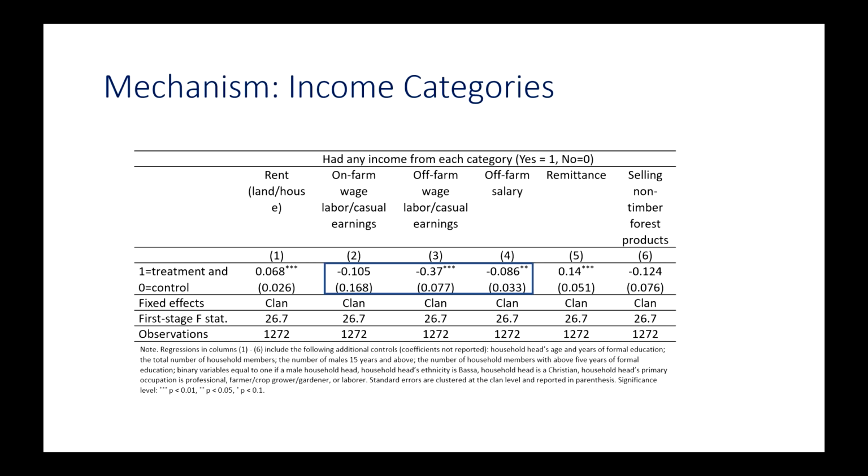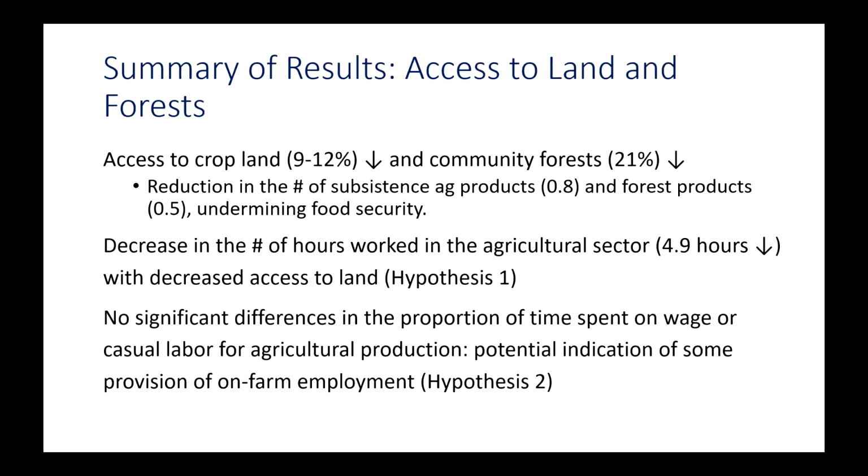And otherwise, we find that there's a rent increase for land or house, but I think it's mostly coming from land rent, which is a new income source for these households who sold their lands to these concession companies. And then there's an increase in remittances for households in the treatment towns. So to summarize the results, we find that there's a decrease in access to cropland and also community forests by about 9 to 12% and 21%. And I didn't show these in the results, but I also observed that there's a reduction in the number of subsistence agriculture products and forest products by 0.8 to 0.5, undermining food security.